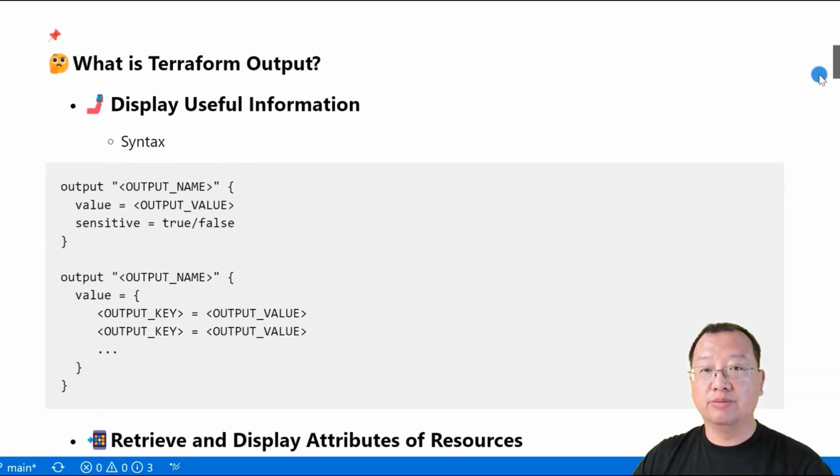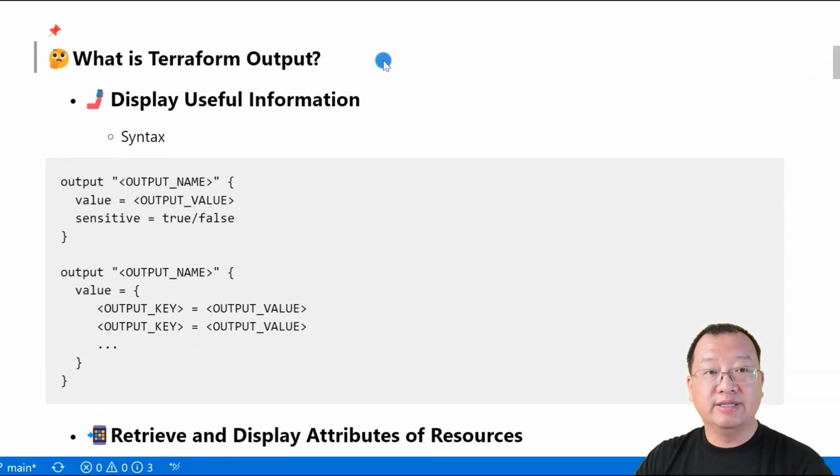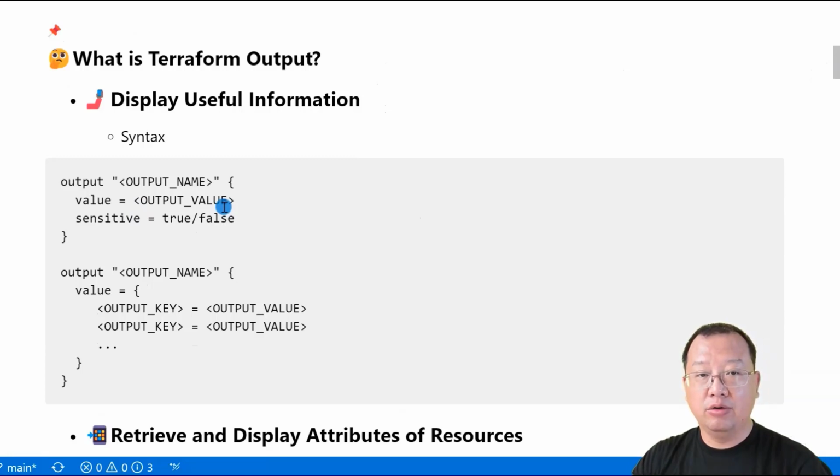What is Terraform output? Terraform output is a feature used to display useful information about resources created or modified during the Terraform apply command. The output syntax uses the output keyword followed by the output name, and the code block contains the value keyword, an equal sign, and the output value. The code block can be placed in either the main.tf file or the outputs.tf file, which Terraform automatically recognizes.